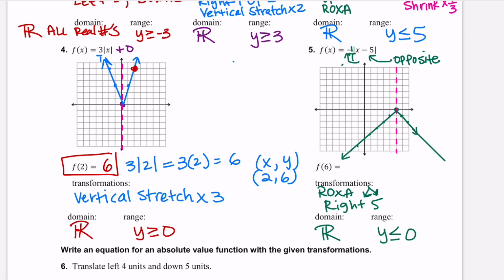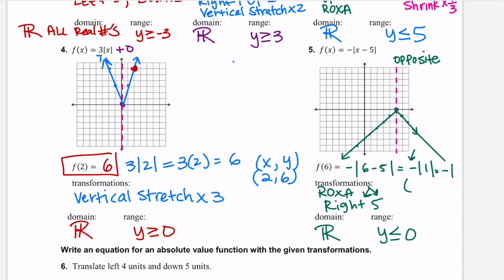Now let's look at our f of 6. We're kind of doing this in a backwards fashion. F of 6, I could take my 6 and plug it into the equation. So if I'm taking this equation here and I'm plugging a 6 in, I would have negative absolute value of 6 minus 5, which is equal to negative absolute value of 1. Now the absolute value of 1 is 1, but the negative is not inside the absolute value, so we're going to keep the negative. Negative 1 is going to be our answer.